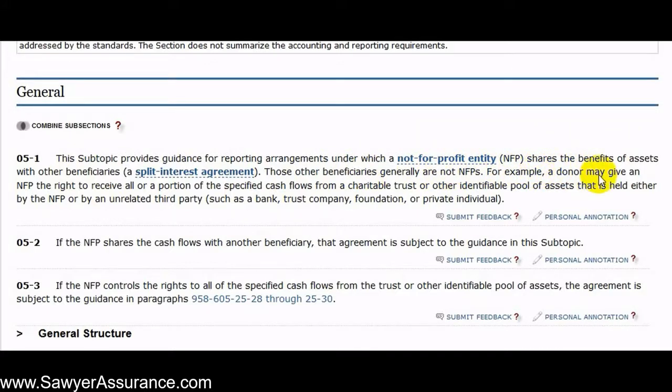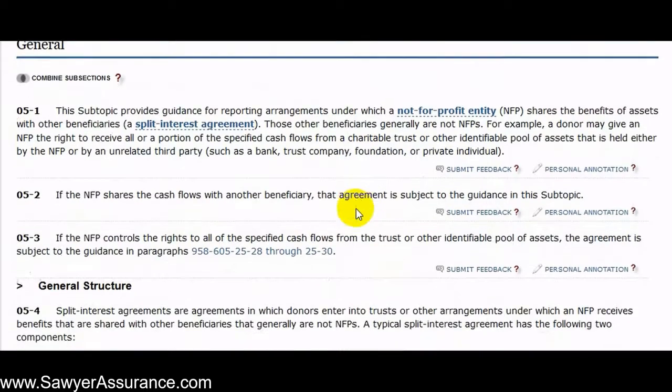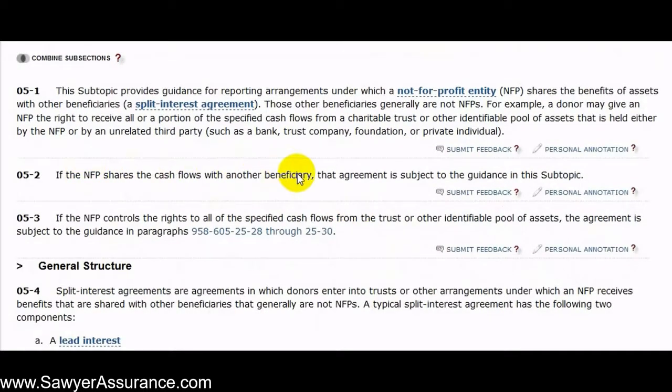For example, the donor may give a not-for-profit entity the right to receive all or a portion of the specified cash flows from a charitable trust or other identifiable pool of assets that's held either by the NFP or by an unrelated third party, such as a bank, trust company, foundation, or a private individual. So then if the not-for-profit shares the cash flows with another beneficiary, that agreement is subject to the guidance in this subtopic because that's a split interest agreement.